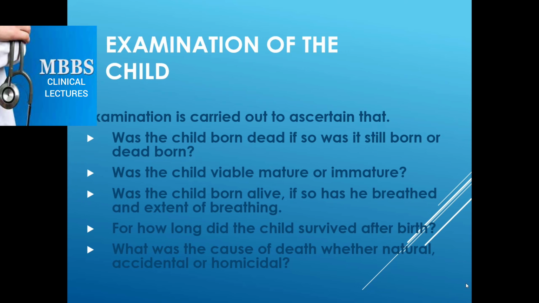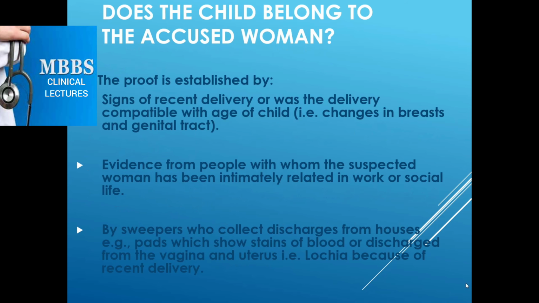Examination of the child is carried out to ascertain: was the child born dead? If so, was it stillborn or deadborn? Was the child viable, mature or immature? Was the child born alive? If so, has he breathed, and what is the extent of breathing? For how long did the child survive after birth? What was the cause of death, whether natural, accidental or homicidal? We will discuss all these things one by one.